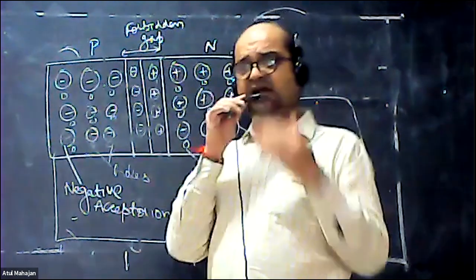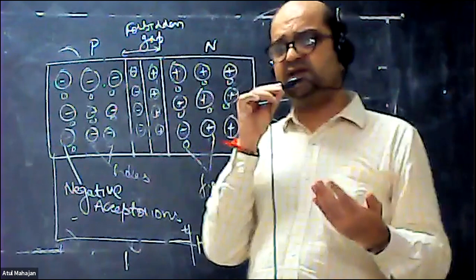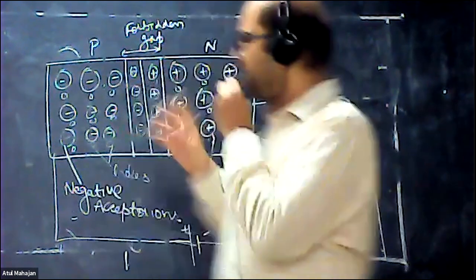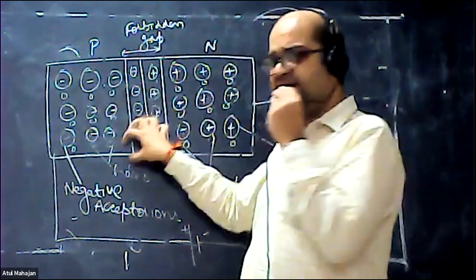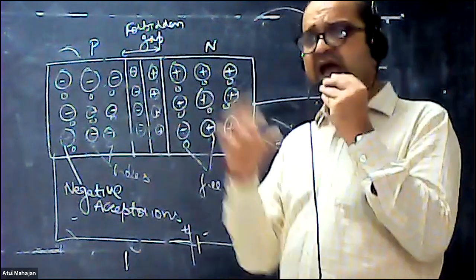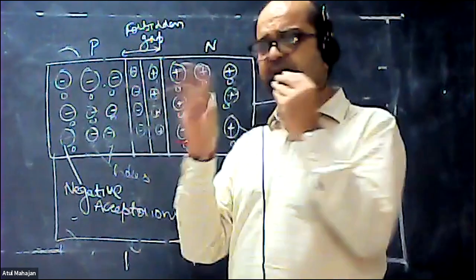And as soon as we provide the forward bias to this diode, what will happen? Recombination will start. Recombination of what? These positive and negative ions will recombine with each other, and this forbidden gap will go on diminishing. It will go on decreasing.